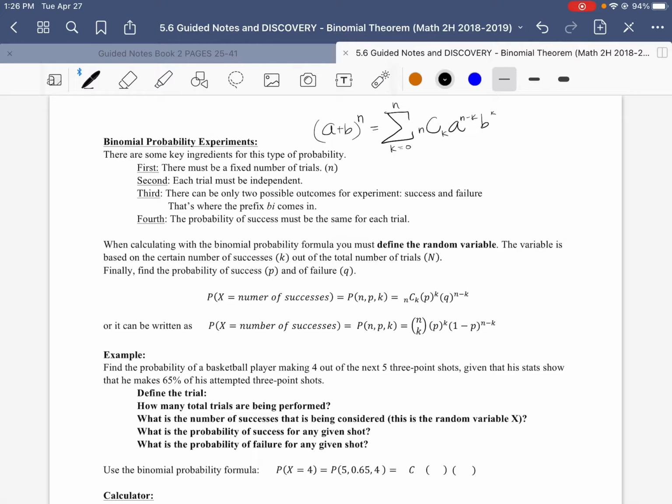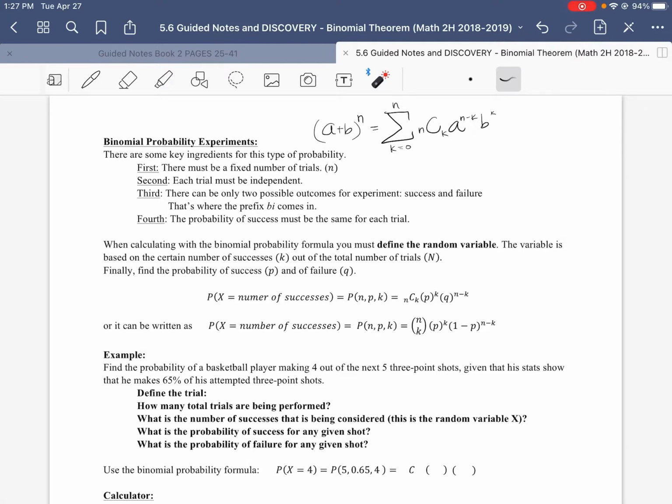Okay, in this video we're going to talk about binomial probability and how to calculate that. There's some key ingredients for this type of probability, and we're going to relate it back to our binomial theorem. So I've written this up here at the top. Hopefully you've had some time to practice with that.